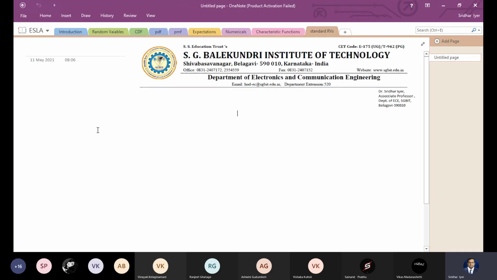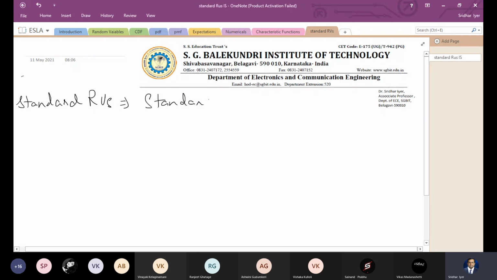Now let's move to another very important topic in this module. It's a very important topic because it will help us further when we talk about multiple random variables and then random processes, right? So here we want to talk about standard random variables, which implies standard PDFs. There are certain PDFs which are standard in the sense that their PDF and CDF is defined, their expectation and variance is known, and these are used for various applications.